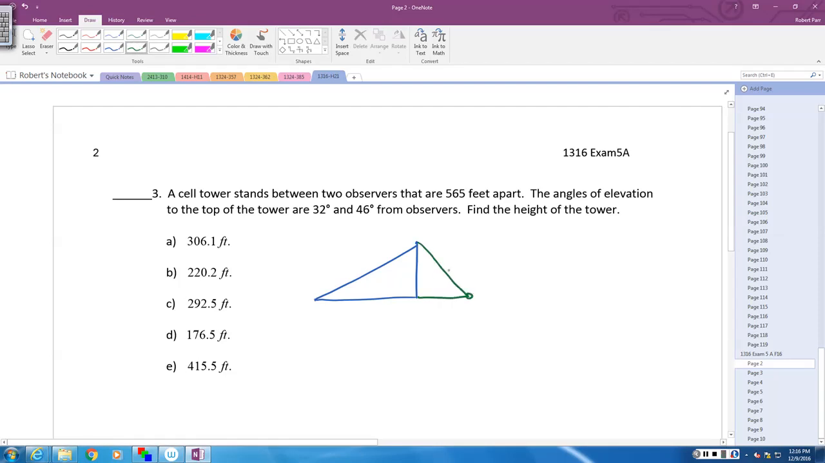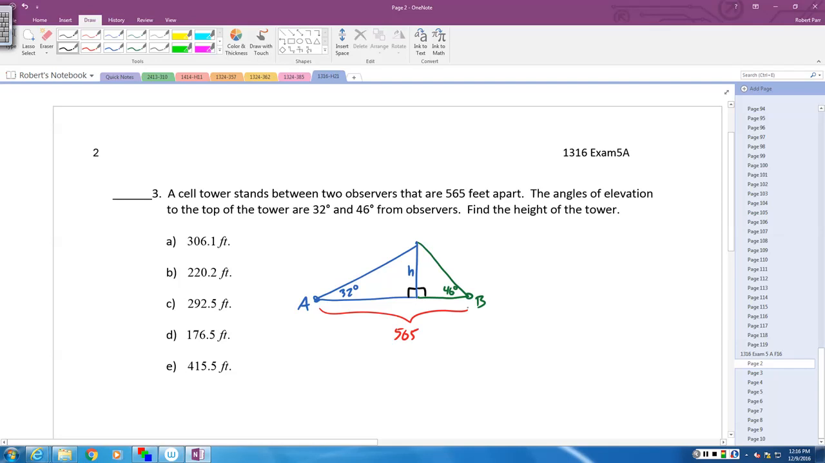So here's the 2 observers, observer B and observer A. And the tower, I don't know the height of that tower, do I? That's what I'm trying to find, its value h. But I do know that this whole distance from here to here is 565. I also know that this angle measure here is 32 degrees. I know that this angle measure is 46 degrees. So I know 2 sides of this triangle. Oh, I want to say one other thing. I have 2 right triangles in here, don't I?